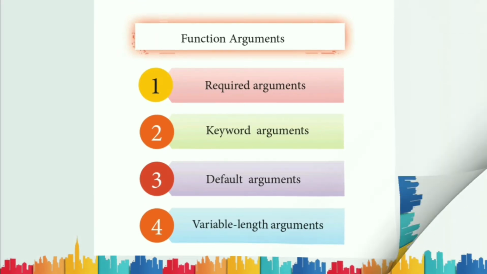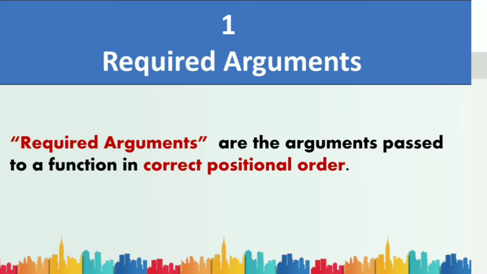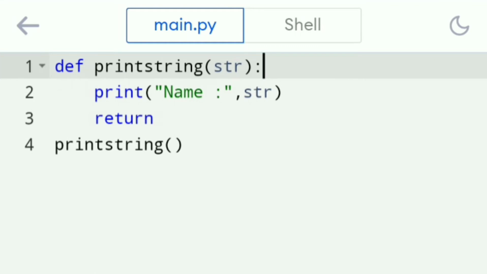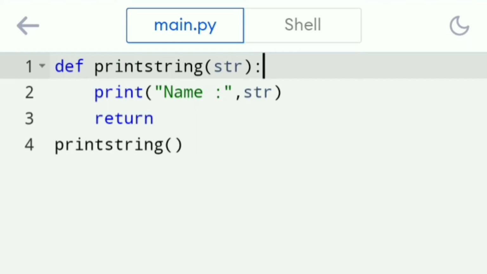The first one is required arguments. Required arguments are the arguments passed to a function in correct positional order. So it expects the correct positional order. Let's see with an example. Now look at this program. This block is a function block and this line is the function call statement. The name of the function is print string and we have one parameter.